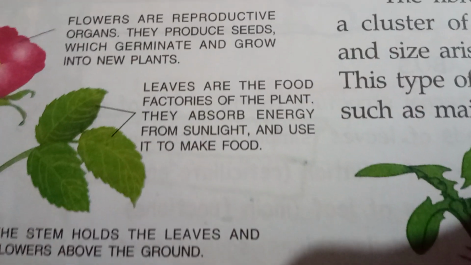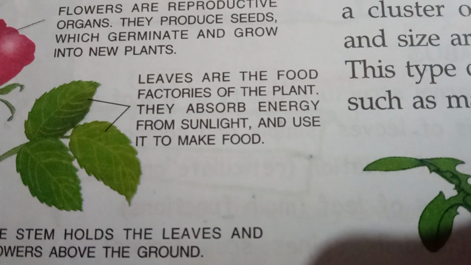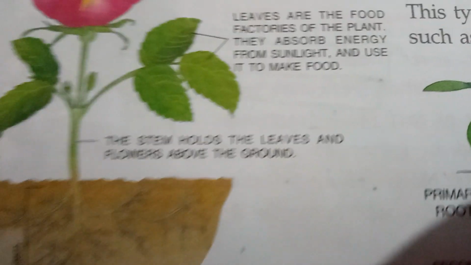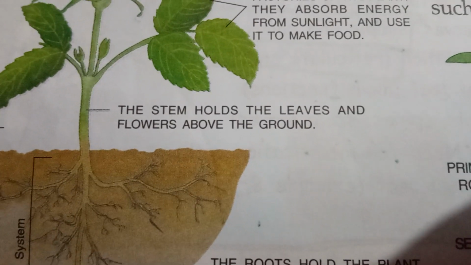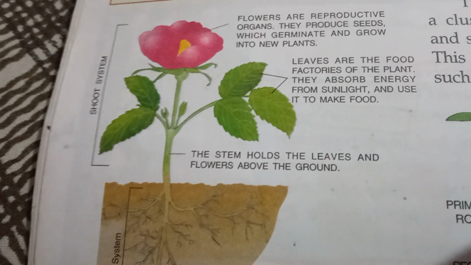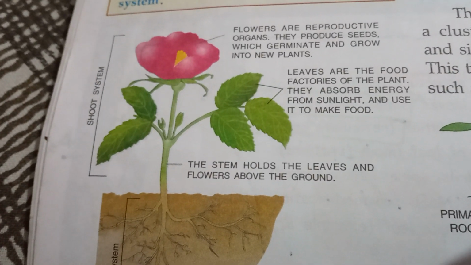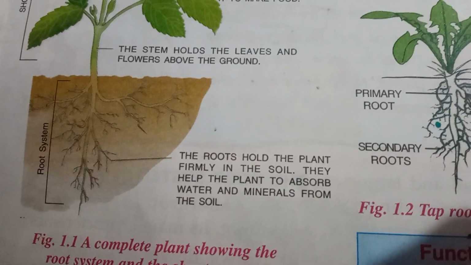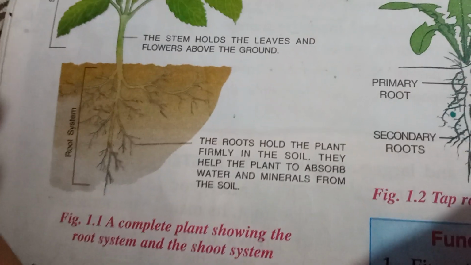And then there's leaves. Leaves are food factories of plants because they absorb sunlight and use it to make food. Then the stem acts as the holder because it holds the leaves and flowers in the soil so that they could stand. Then there is roots. Roots hold the plant firmly in the soil, right?